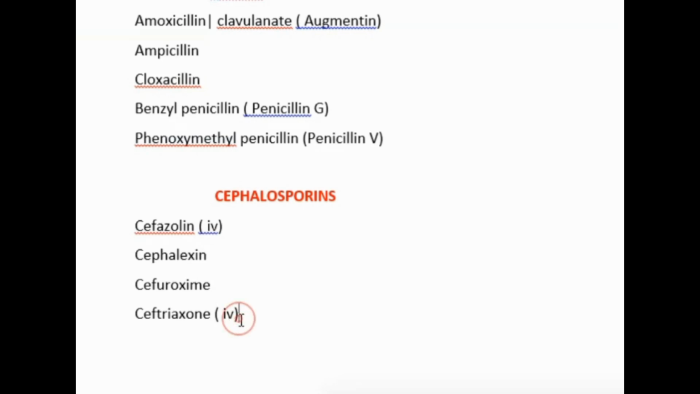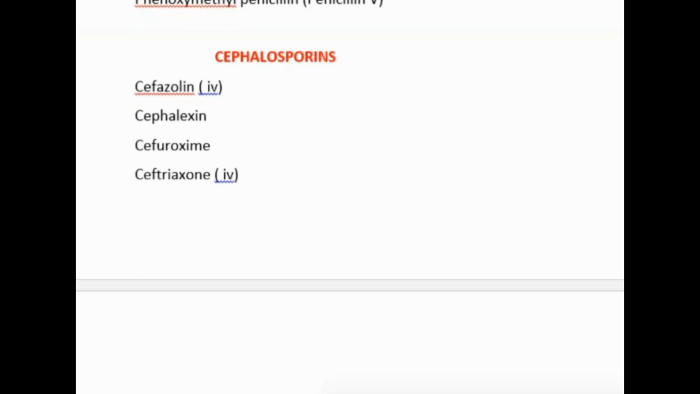The other one we have is cefixime. Cefixime is oral, in tablet or syrup form. It is also a beta-lactam antibiotic, which falls under the group of cephalosporins. All these are used to treat gram-positive and gram-negative bacteria.